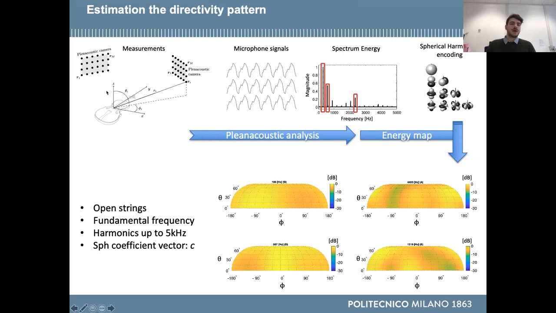We limit our analysis to the upper hemisphere of the instruments, and at the end we end up with this map that you can see on the slides that describes the directivity pattern on the upper hemisphere of the instruments, with the reference system given in this figure here.